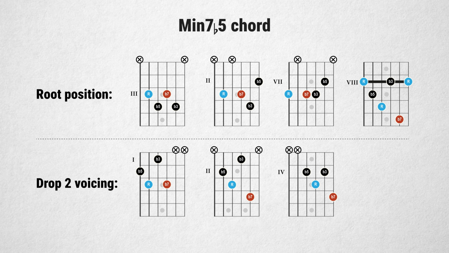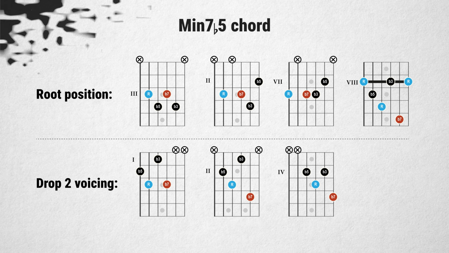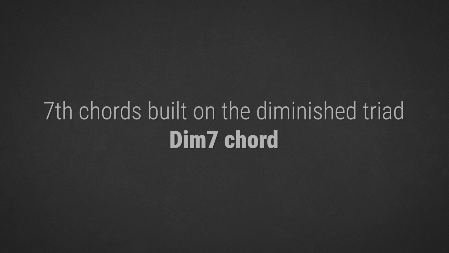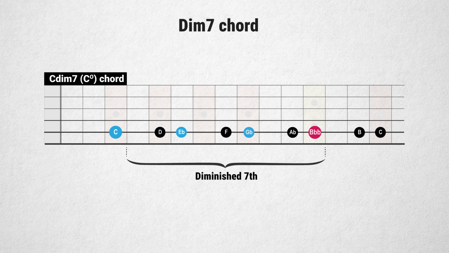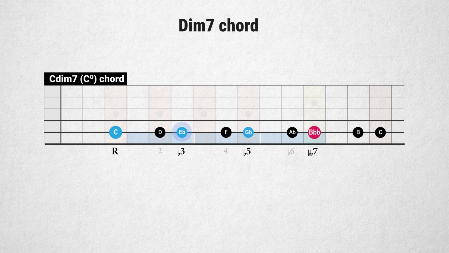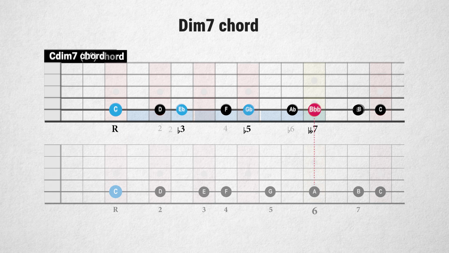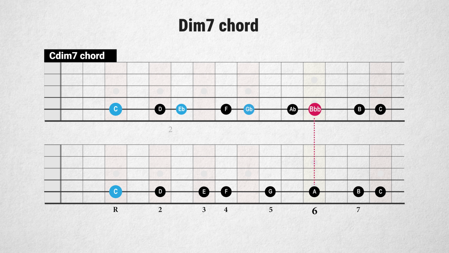Now here you see some shapes of this chord in root position and drop 2 voicing. Now when we stack 3 minor thirds, the chord becomes a diminished 7th chord. It contains the root, the minor third, the diminished 5th and the diminished 7th degree. It is the only 7th chord with such a diminished 7th degree. Now notice that the diminished 7 B double flat is enharmonic equal to the major 6th A.